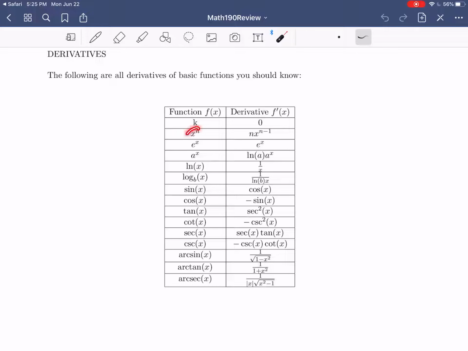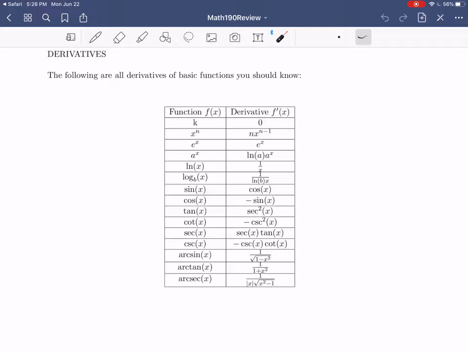Now, a couple things to keep in mind for this. This rule handles polynomial situations, things like x squared, x cubed, x to the fourth, and so on. But it also handles some rational situations. Remember, something like 1 over x or 1 over x squared can be thought about as x to the negative 1 or x to the negative 2. So this derivative rule will take care of that.